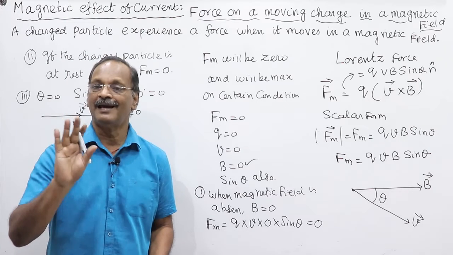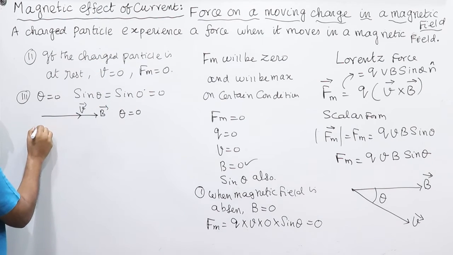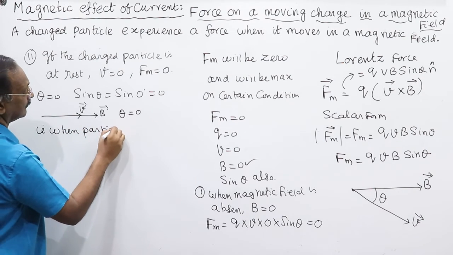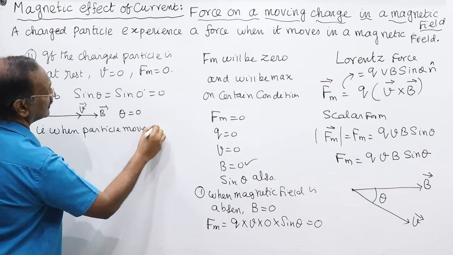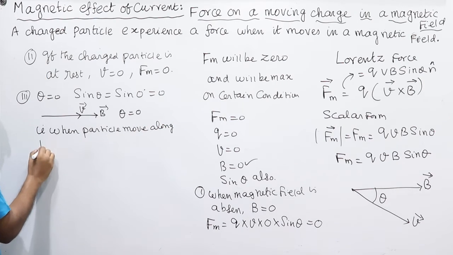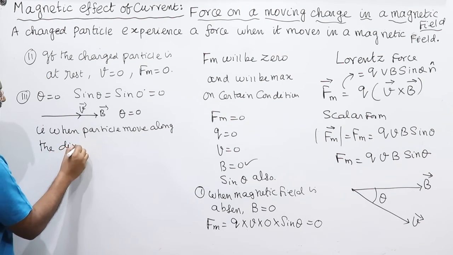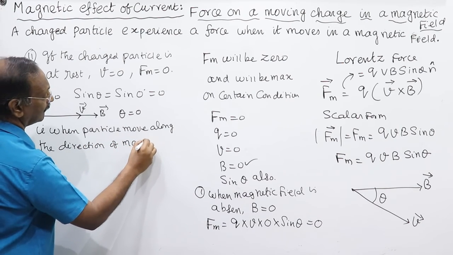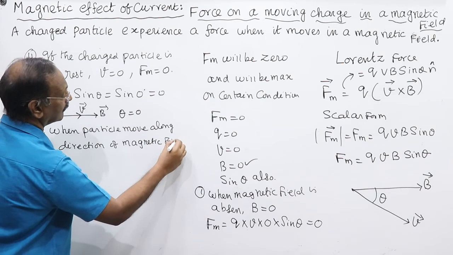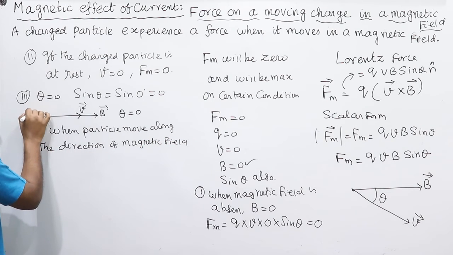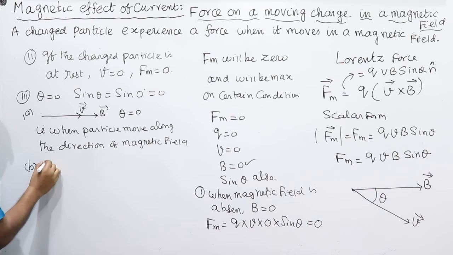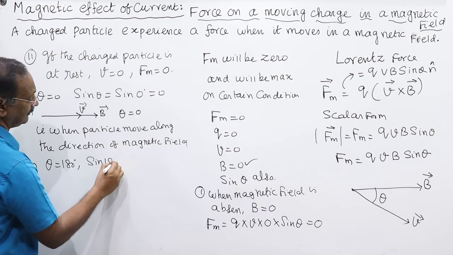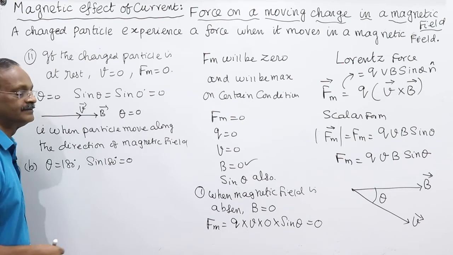That is, when the particle moves along the direction of magnetic field. This is condition A. Condition B, if theta is equal to 180 degree, sine of 180 degree is equal to 0. That condition also gives 0.